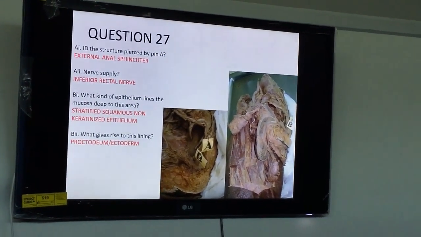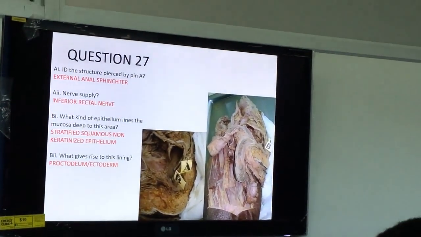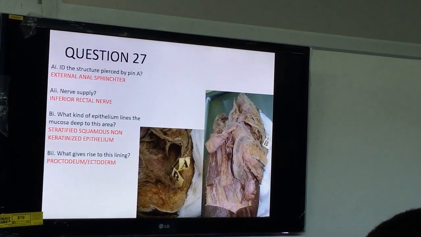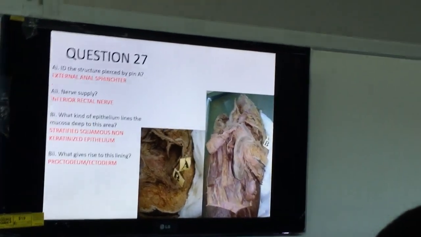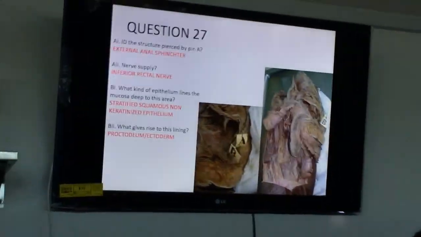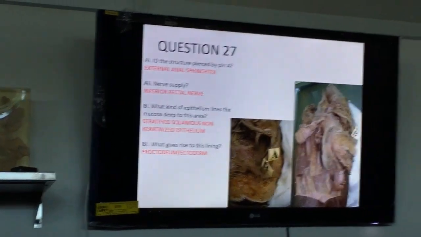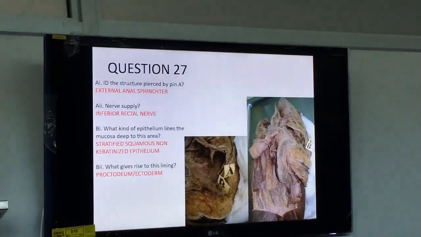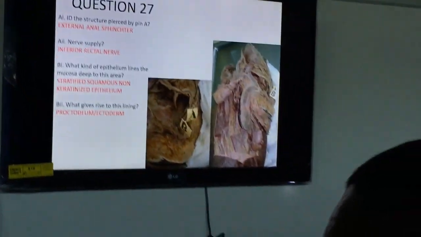So what gives rise to the lining? What's the embryological origin of the lining of the lower part of the anal canal? But look here, guys. Remember, the upper part of the anal canal is lined by what? Is it stratified squamous keratinized or non-keratinized? It's simple columnar. And where is that derived from embryologically? The upper part of the anal canal, what is the mucosa derived from? Endoderm. And what's the entity called? Cloaca.